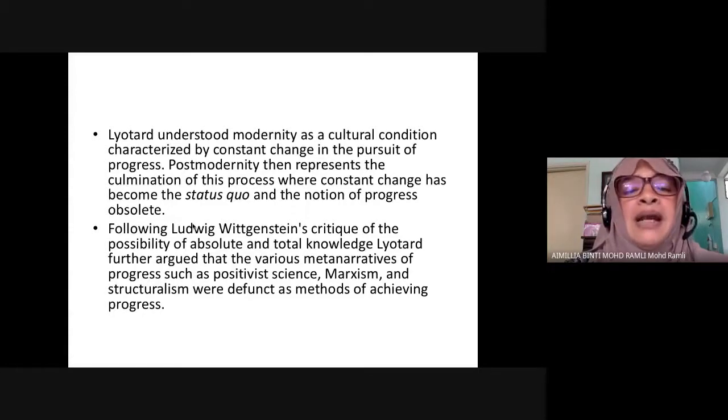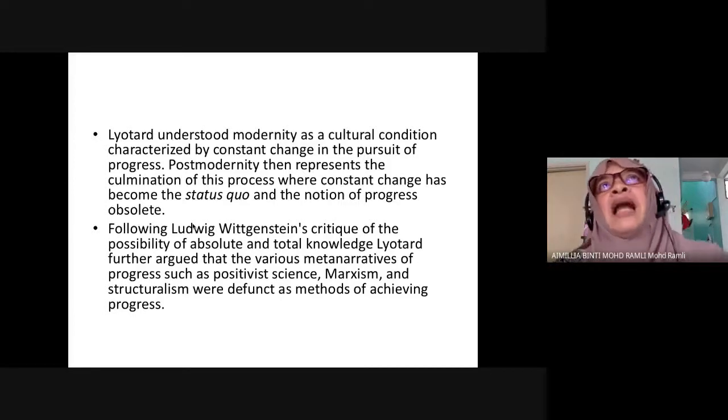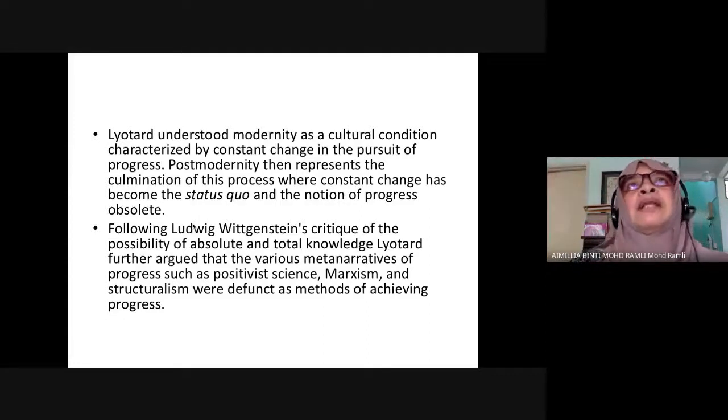So, following Ludwig Wittgenstein's critique of the possibility of absolute and total knowledge, Lyotard further argued that the various meta-narratives of progress, such as positivist science, Marxism, and structuralism, were defined as methods of achieving progress. So Lyotard said that various meta-narratives are big stories. Like Marxism, they actually tell you why you are being created, what happens in life, and what happens after you die, and so on. So there are meta-narratives. Islam is also another meta-narrative. It is telling you everything about life.